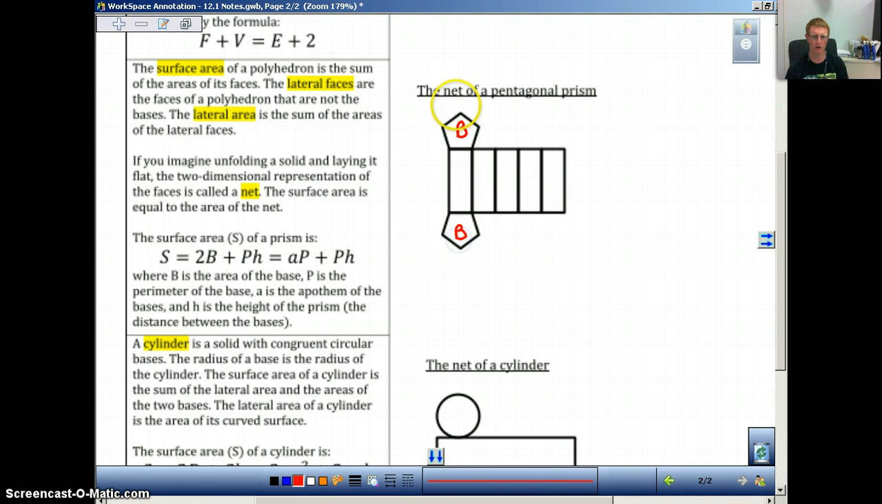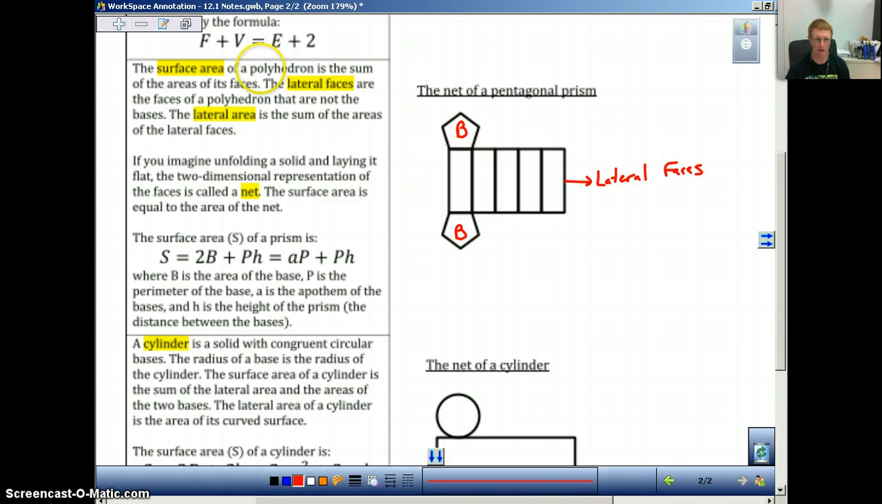So what you see here is we have a base and we have a base. And if we were to unwind this figure, these two would be the bases, and all of these would be rectangles. We call these two the bases, and then we call these the lateral faces. Now, a prism always has two bases, and then it will have the number of lateral faces based on the sides of the bases.